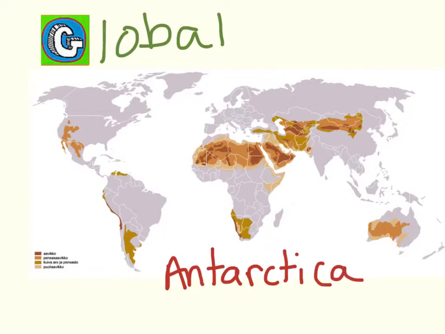Another interesting G word is Gobi. Gobi is the name of that desert right there. The Gobi Desert is 500,000 square miles. It's a cold desert, and it's located in China and Mongolia.